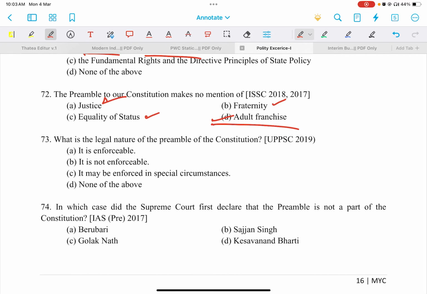What is the legal nature of the preamble of the Constitution? The preamble of the Constitution is not enforceable. Question 73, B is the right answer.